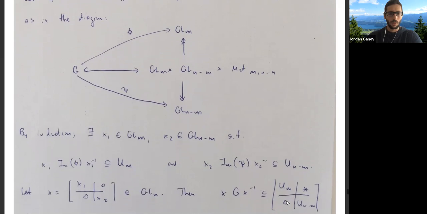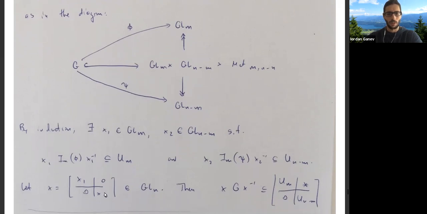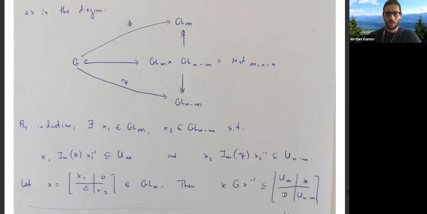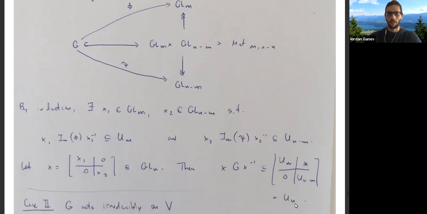And then we take X to be this block diagonal matrix with X1 and X2, and then you can check. I didn't spell out the rest of the argument here, but you can check that if we conjugate G by this element X, we land inside of this subgroup of matrices. And that proves the result because that's just U_N. Okay, hopefully that's clear.